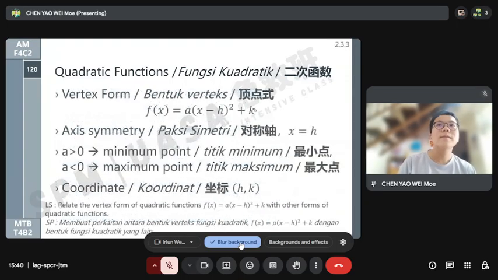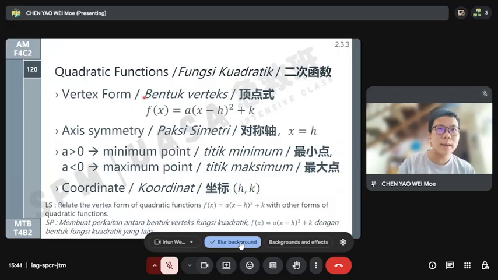Next one is the vertex form. f(x) equals a(x minus h) squared plus k, where k is the y-intercept and h is the axis of symmetry. The a is still the same as in the graph, and these two I think about it. The vertex is (h, k).